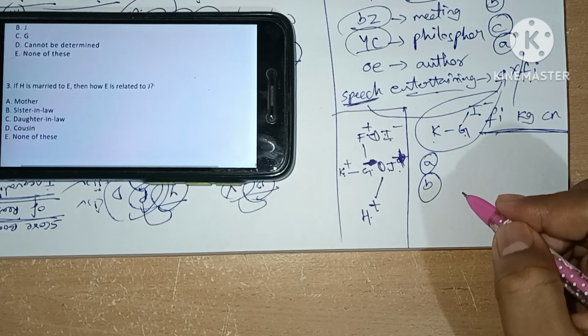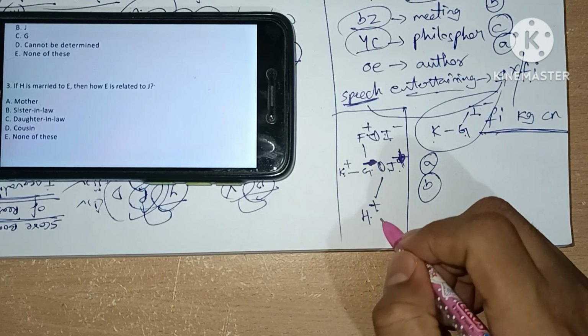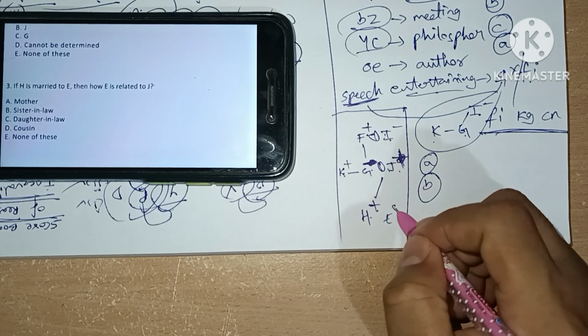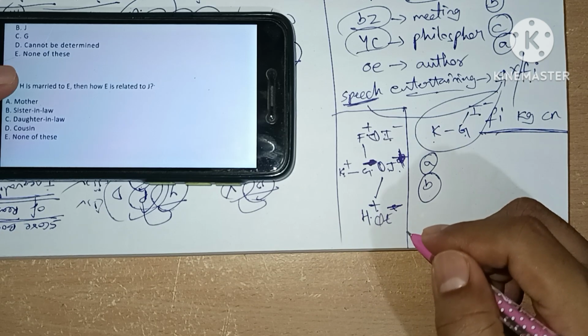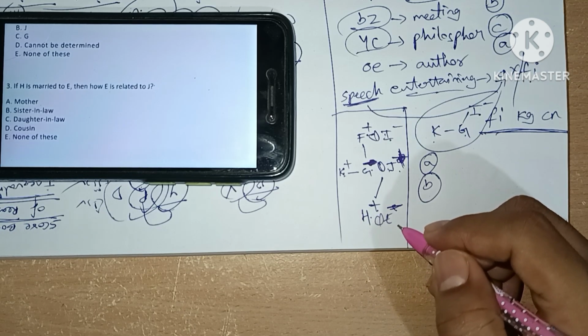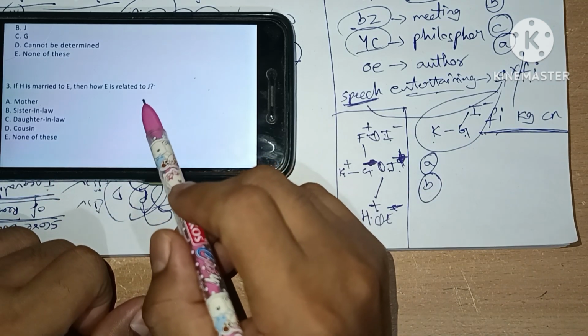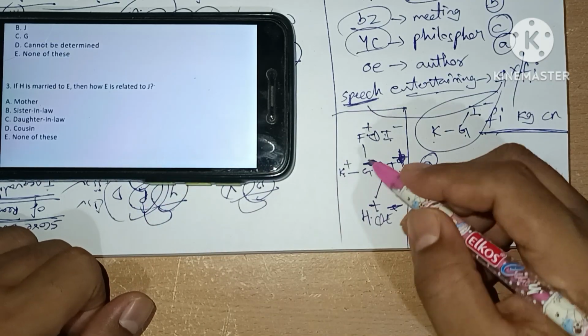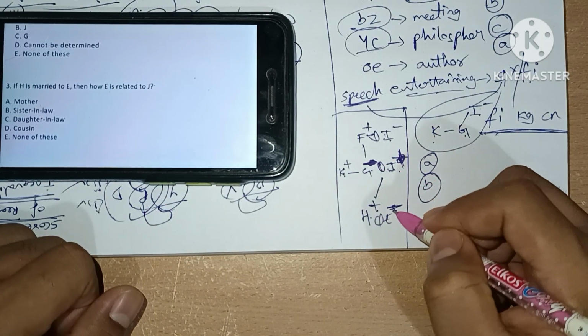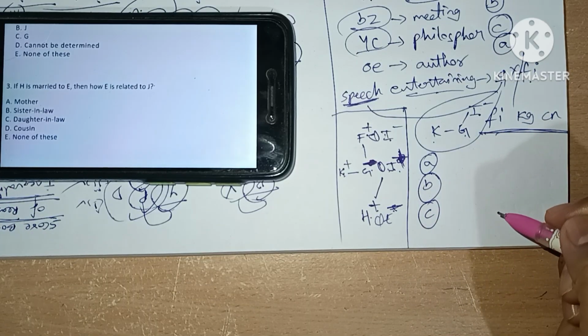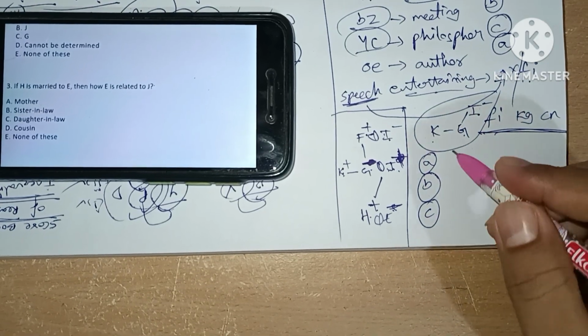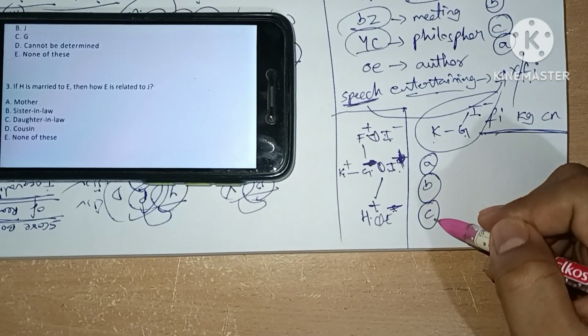Next, if H is married to E, then how is E related to J? So how we see is, for J, who is E? For J, E will be daughter-in-law. So option C is our answer. So here we got a sequence of ABC as our answers.